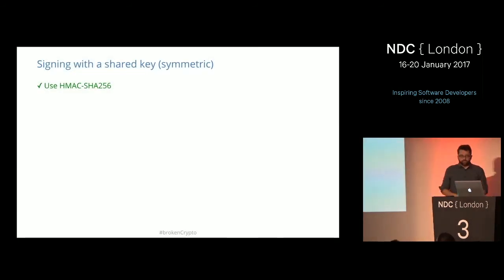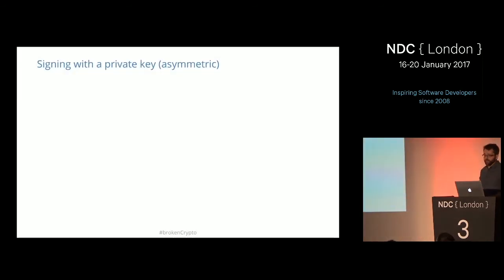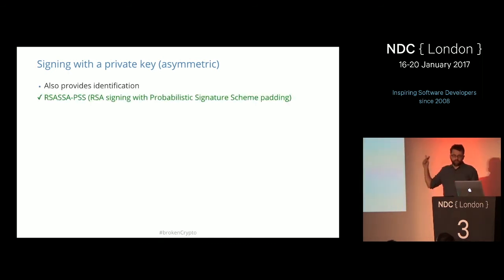So use HMAC if you're going to sign stuff with a symmetric key. If you're going to do it with a private key, or asymmetric signing, you could use elliptic curve cryptography, or you could use RSA. If you're going to use RSA, use a decent padding scheme and not this PKCS 1.5 again, because that's broken there as well.